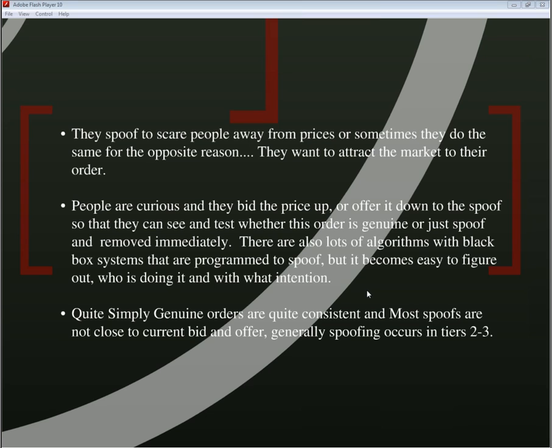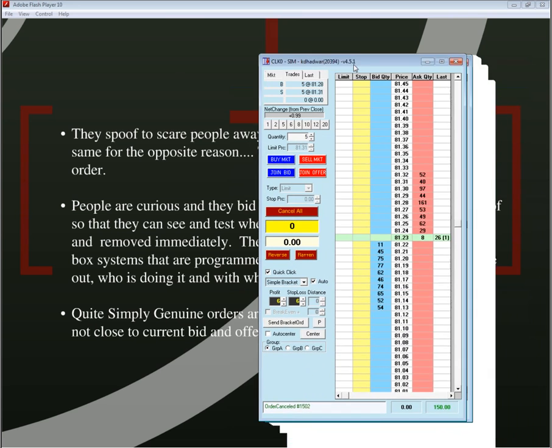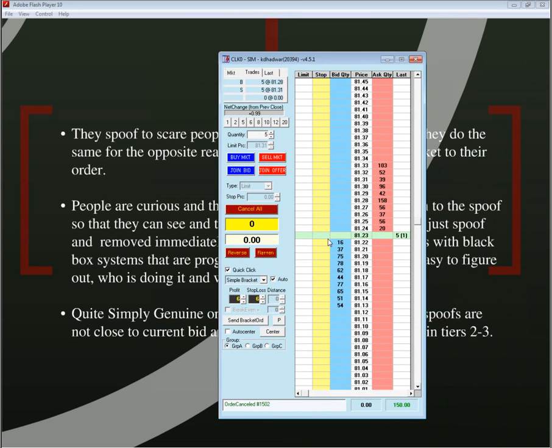Okay, so one of the main reasons we get spoofs is they spoof to scare people away from prices, or sometimes they do so for the opposite reason. They want to actually attract the market to that order. People are curious and they bid the price up or offer it down to the spoof. You can actually see our short of the 31s there. You can see we're already at 23s. You guys see this? I've given you 3 good examples already, actually more than that.